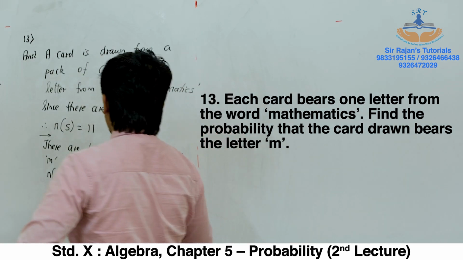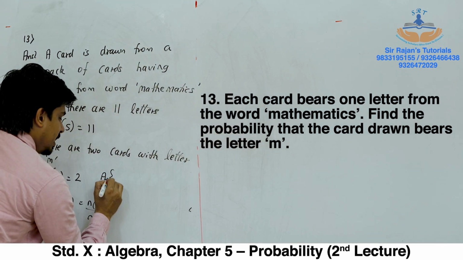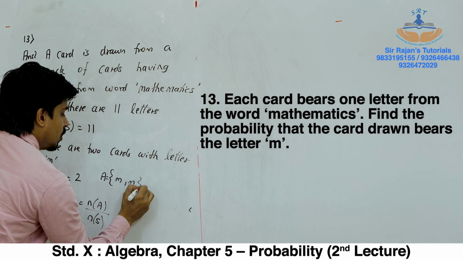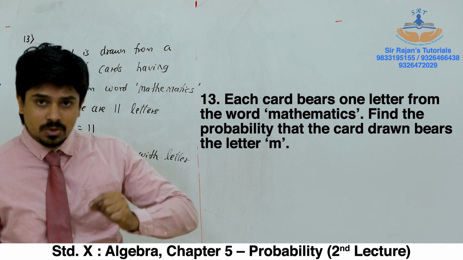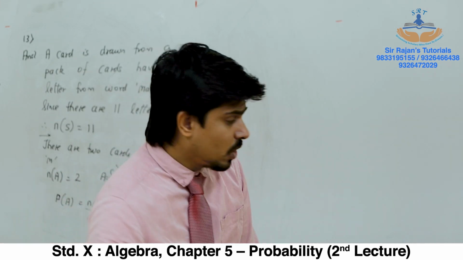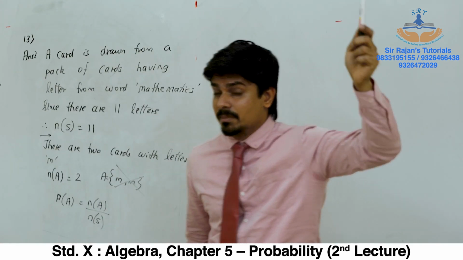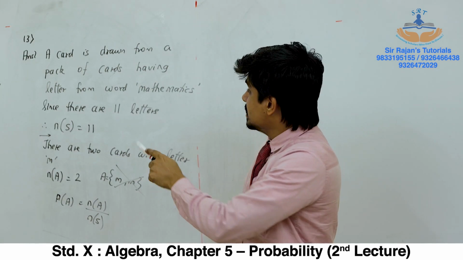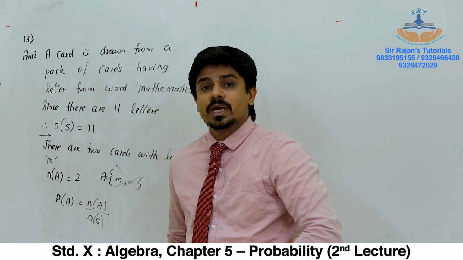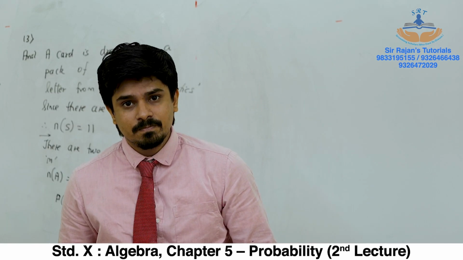Clear? Do not write A in set notation M comma M. It will be wrong because you cannot repeat the elements over here. So this particular sum you need to solve it like that pack of cards wala sum. There 52 playing cards, you cannot write anything in set notation. Similarly, this sum also you cannot write anything in set notation.